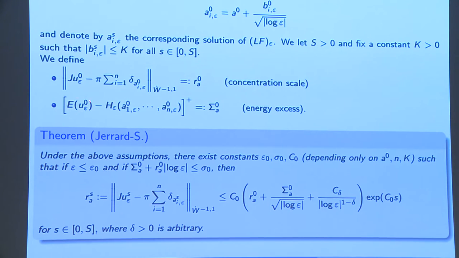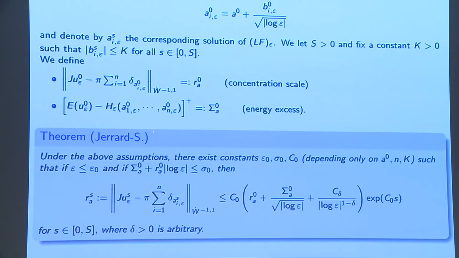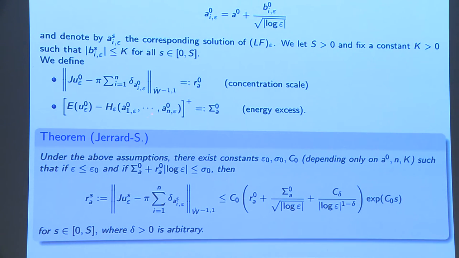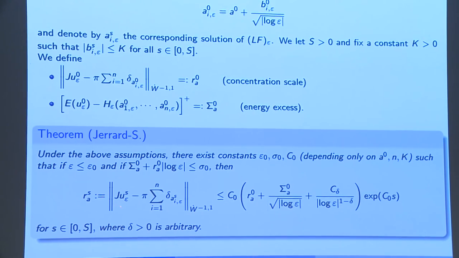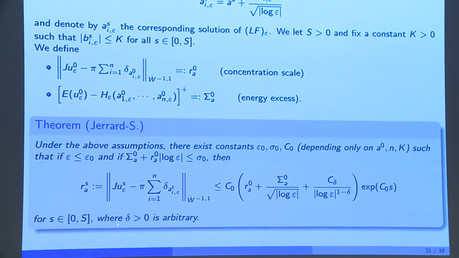And I assume that the energy of my initial data is not too much bigger than what I expect to be the optimal energy for such a configuration of points. I do not claim that this is the optimal one. It will be little o of one. This will be a consequence of the theorem, but I just assume that I have not too much energy, and this is what I call the excess. And the theorem says that if both the concentration scale and the excess are not too big initially, then they remain not too big for a time of order one.